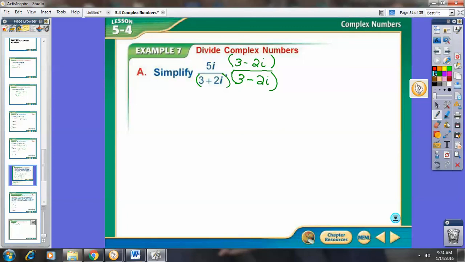In the numerator, I'm going to distribute a 5i. 5i times 3, 15i. 5i times negative 2, negative 10i squared.